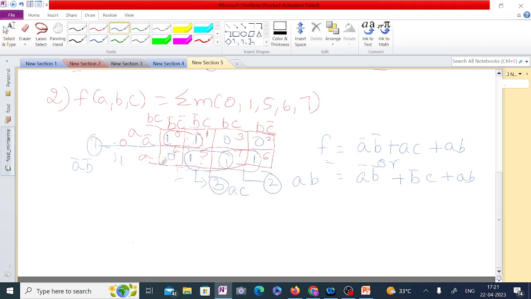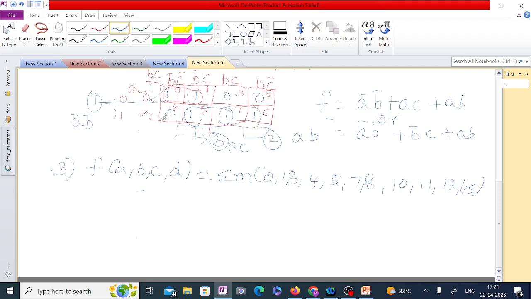Now for the fourth one, f of a, b, c, d for four variables. Sigma min term of 0, 1, 3, 4, 5, 7, 8, 10, 11, 13, 15. Something like this is given to you. These are the terms. So now for four variables, you will have 16 locations. So now I'll draw the Kmap.